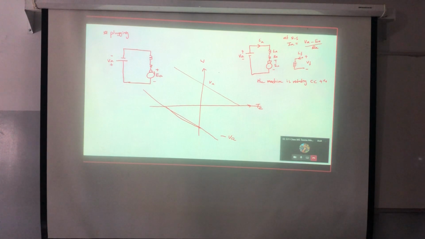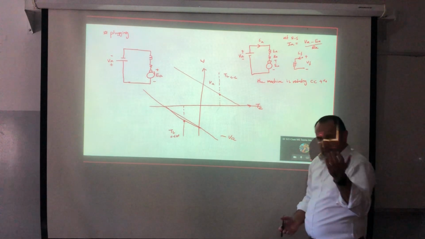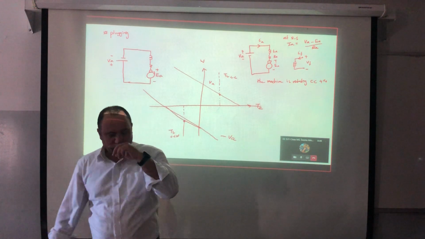So this means that if this was TL here, then it will be somewhere here. So let's assume that this is T load clockwise. So this will be T load what? Counter clockwise. Someone will say up or down. Up or down. Good.